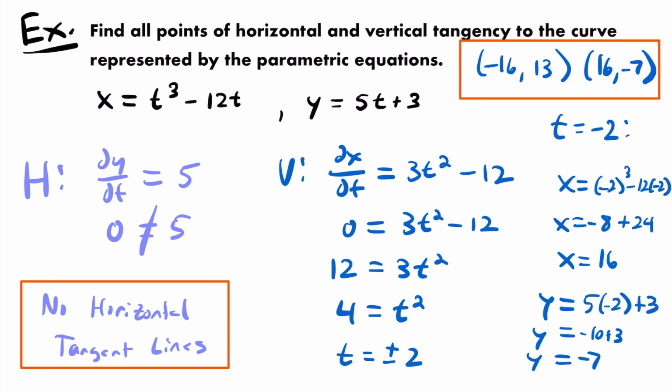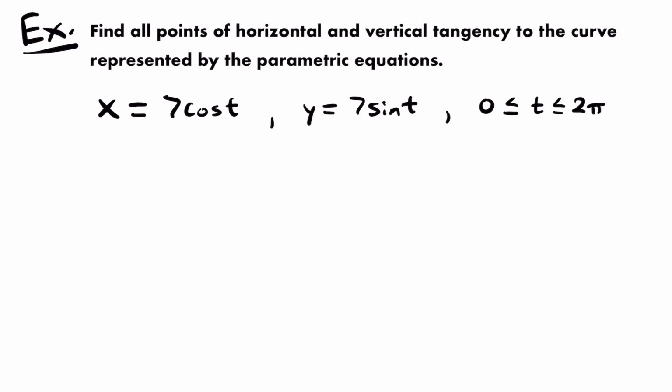Okay, let's look at one more example for this video. All right, so here's our last example. We want to find all points of horizontal and vertical tangency to the curve represented by the parametric equations. And so this time we have x equals 7 times cosine t, and y equals 7 times sine t. And we also have a restriction on our values of t. T can only be values from 0 to 2 pi, including both of those endpoints.